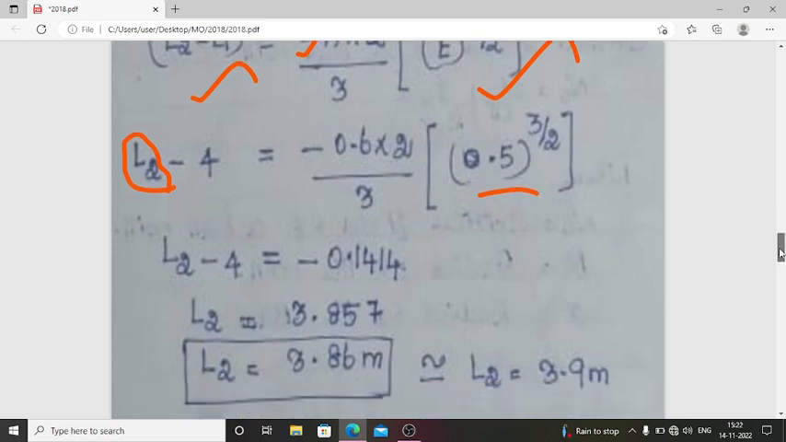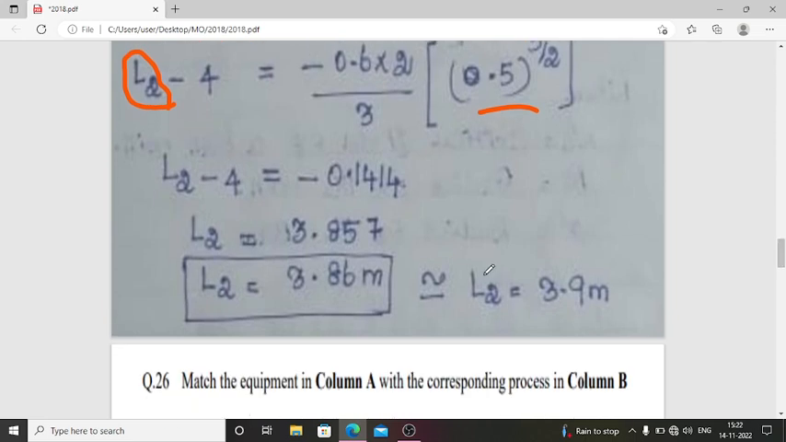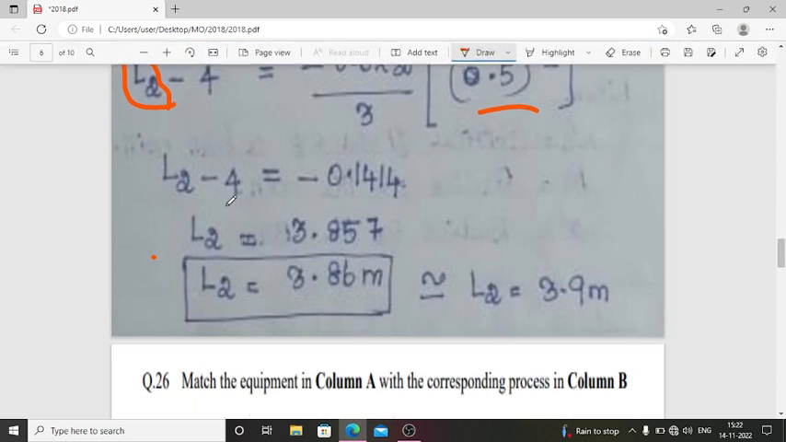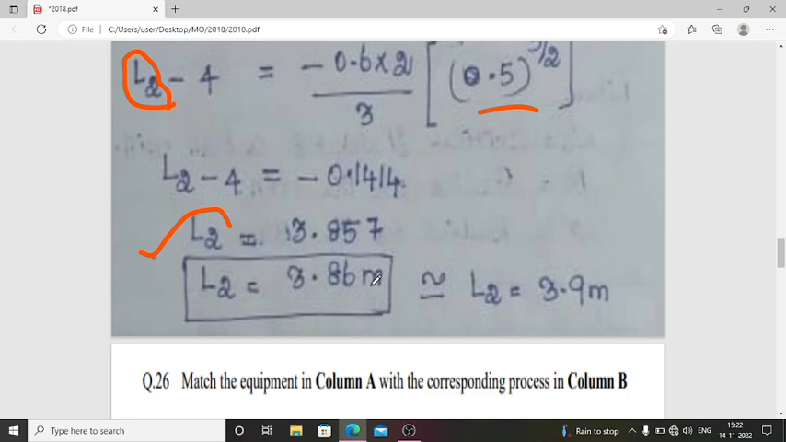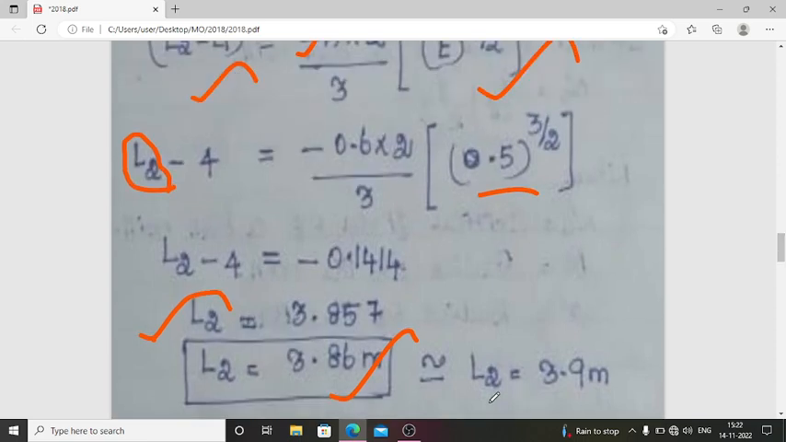So after reducing this value, finally we get L2 equal to 3.857 meter. As per this problem statement, this is the value. We have to round off the result to second decimal place. So here 3.857 is equal to 3.86 meter. So L2 is approximately 3.9 meter. This is the answer for our problem.